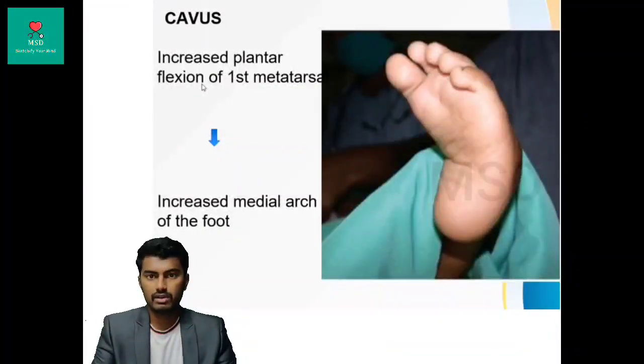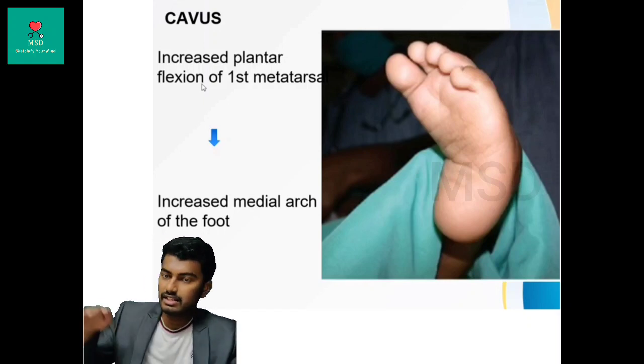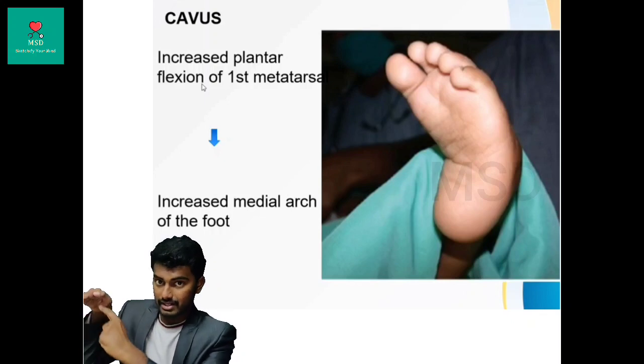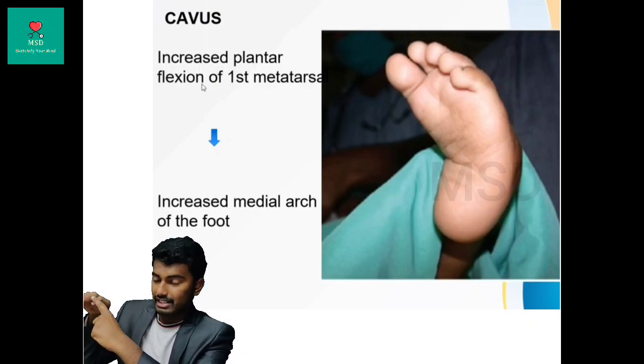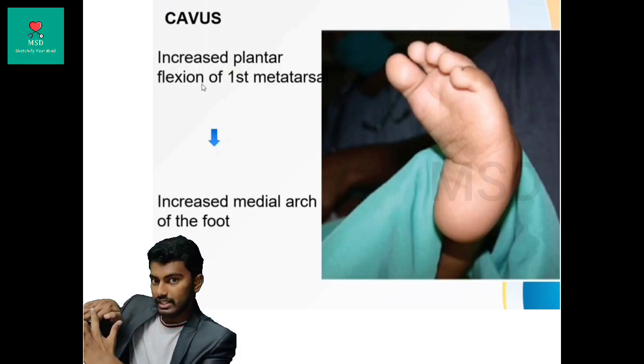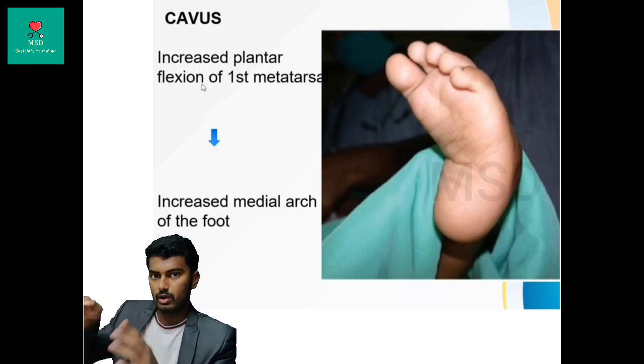So then comes your cavus deformity. So what is cavus? As you can see, the foot will be like a cave. Why this cave occurs is the hyperplantar flexion of your first metatarsal bone, while all the other metatarsal bones are normal.